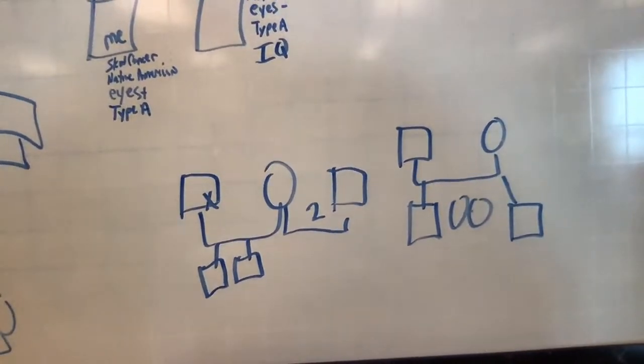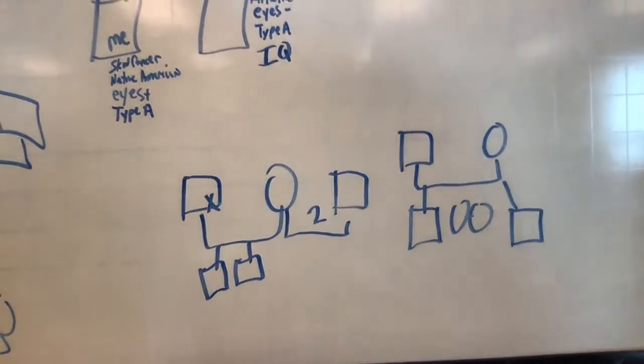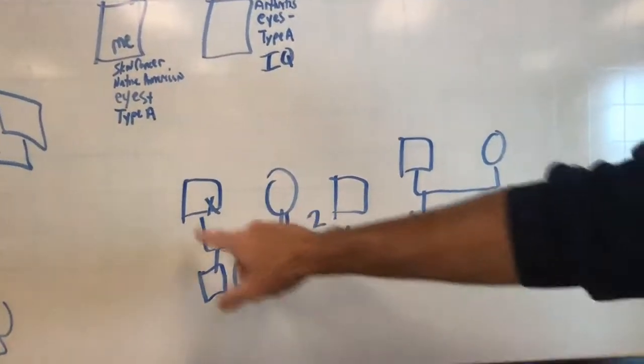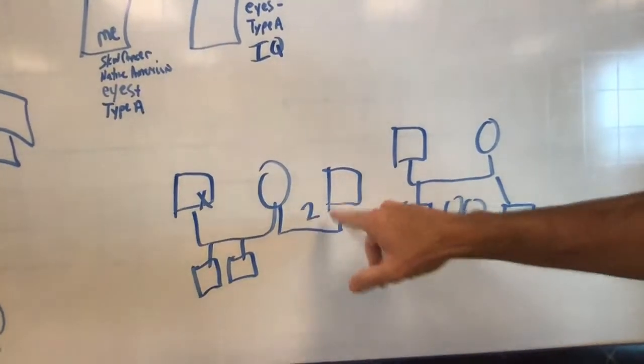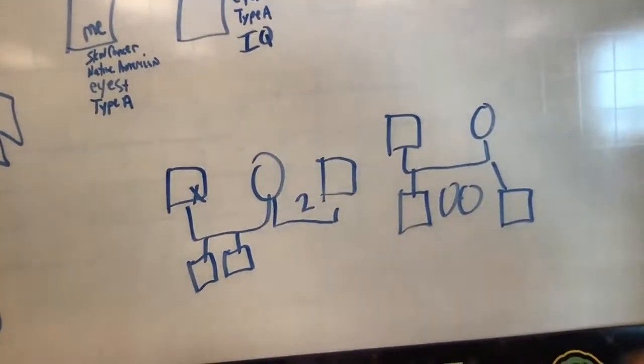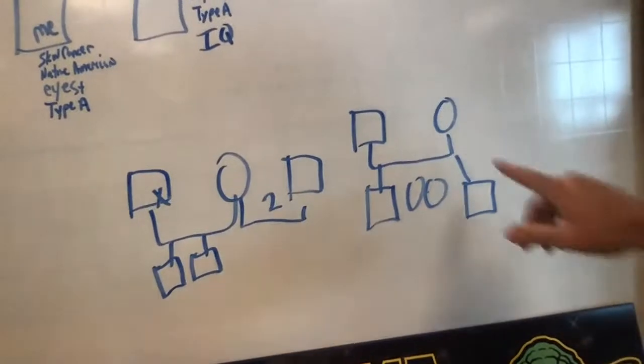Then here we have mom and dad. Dad is deceased. They had two male children biologically. Mom now is in another relationship with another man. No children. This would be adoption.